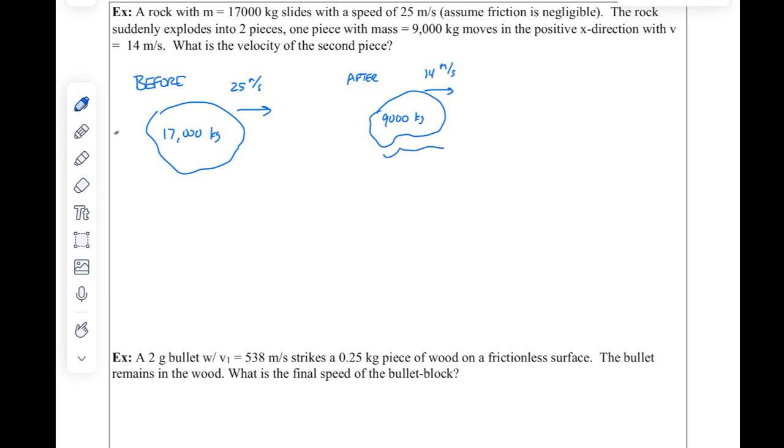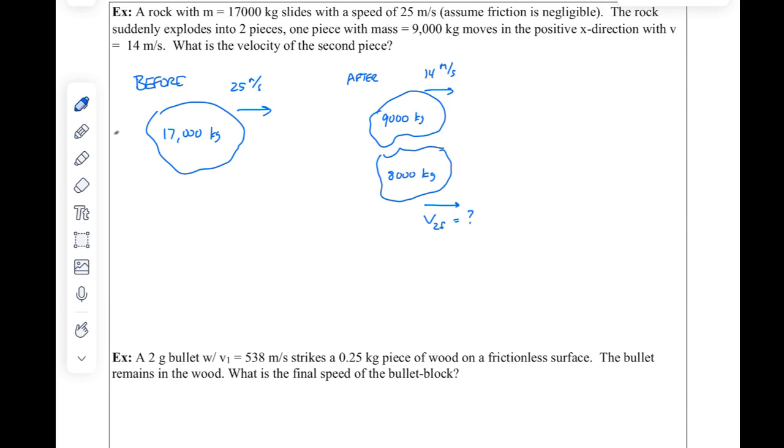And then I've got this other mass, which by conservation of mass is going to be 8,000 kilograms if it started at 17,000. And I don't know what its speed is. So I'm going to say V2 final, and I don't know what that is.